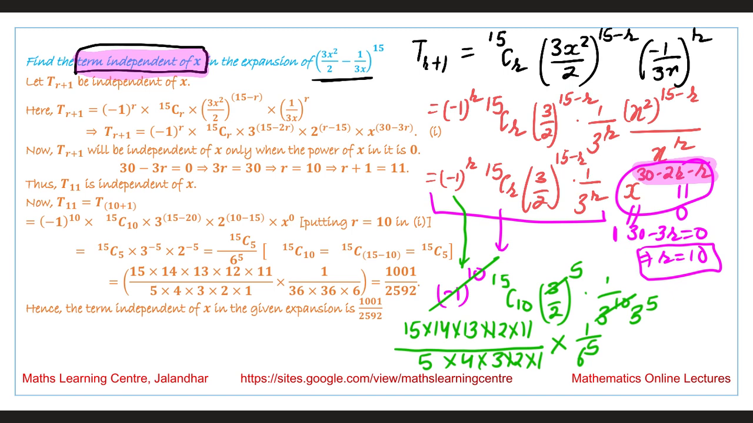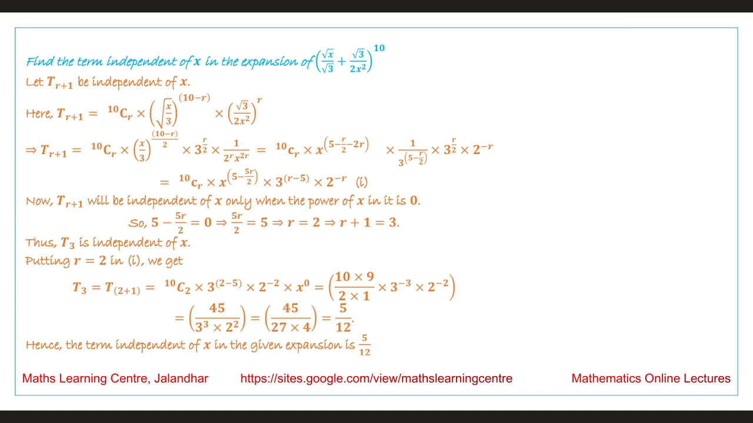And when we solve this whole value, the final answer we obtain is 1001 divided by 2592. So it is 1001 divided by 2592. So this is the term independent of x in this expansion.